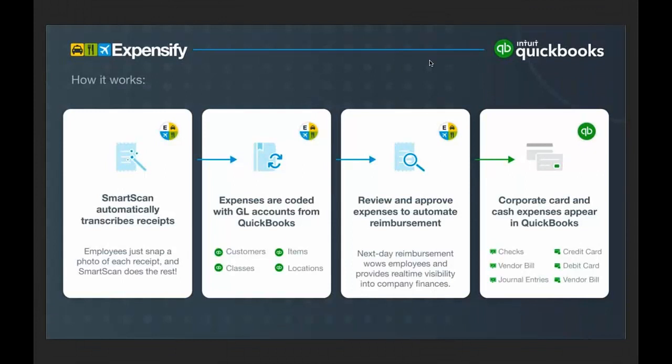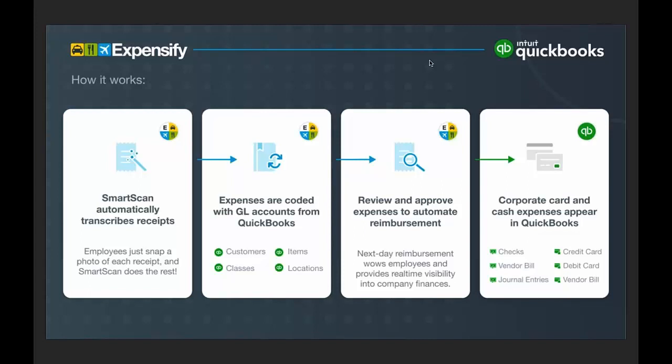So that brings me to the next point of actually how we work with QuickBooks Online, and we'll be getting into this a bit more in detail as well. So SmartScan, again, we can skip over that since I've touched on it already. Once you snap the photo of the receipt, you're actually, as a client or end user, able to code the expense using information that we pull directly from QuickBooks Online.